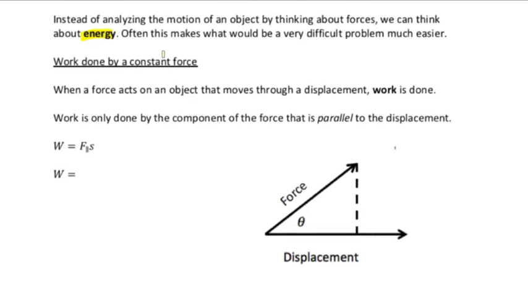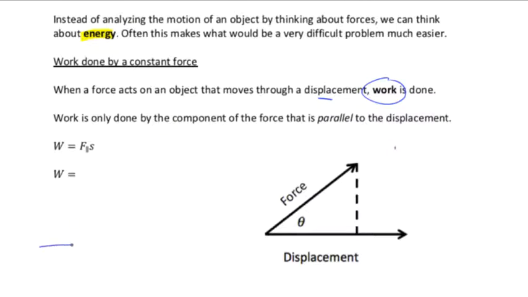But to do that, we need to define energy. Let's back up a step and define work first. When a force acts on an object and that object moves through a displacement, we say that work is done. And work is the product of the force and the displacement. However, work is only done by the component of the force that's parallel to the displacement.